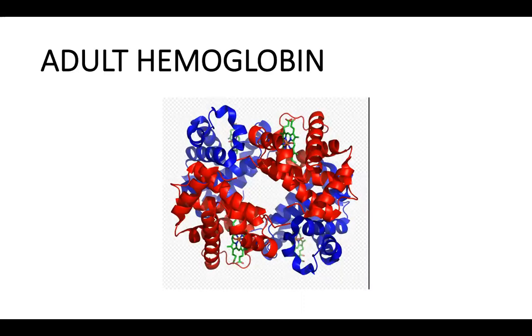So you see a cartoon of an adult hemoglobin. There's two chains of alpha hemoglobin, and those are the red. And there's two chains of beta hemoglobin, and those are the blue. And the green is the iron that is associated with hemoglobin, and it's where the oxygen binds to the hemoglobin molecule to be carried throughout the body.